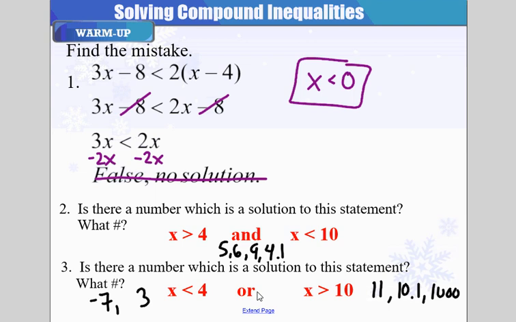If it said, is there any number that is less than 4 and greater than 10, then there is no solution. There is no number that is less than 4 and bigger than 10, but that's not what this said. This used the word or.